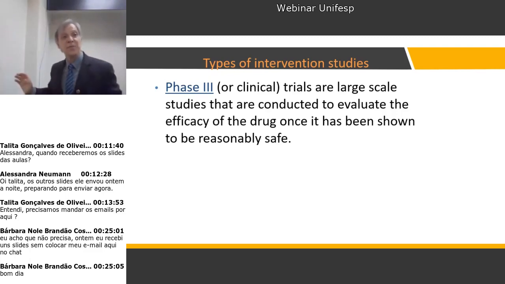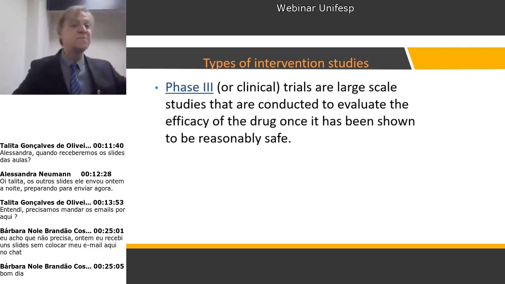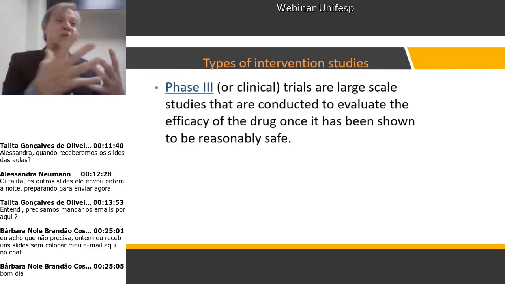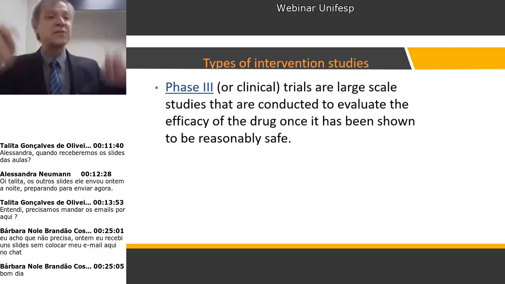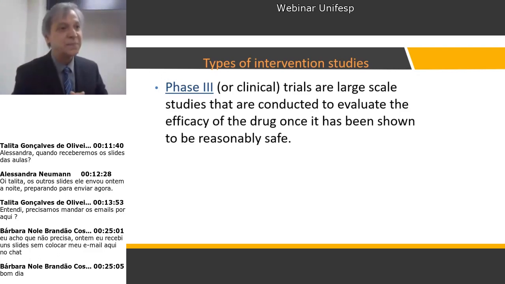But in the real world, you're talking about effectiveness. So every time you do a trial involving lots of people outside the realm of a clinical controlled trial, that's an effectiveness measure. Luiz has a question.